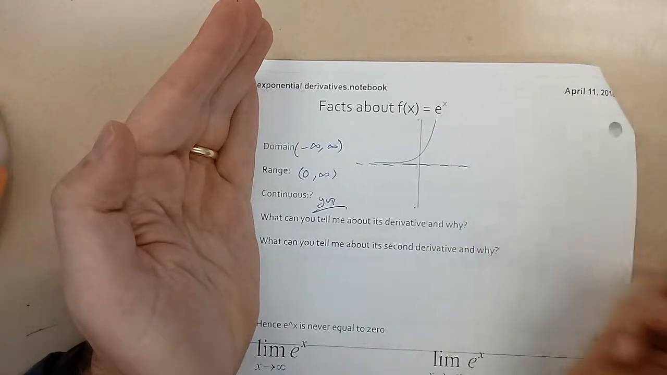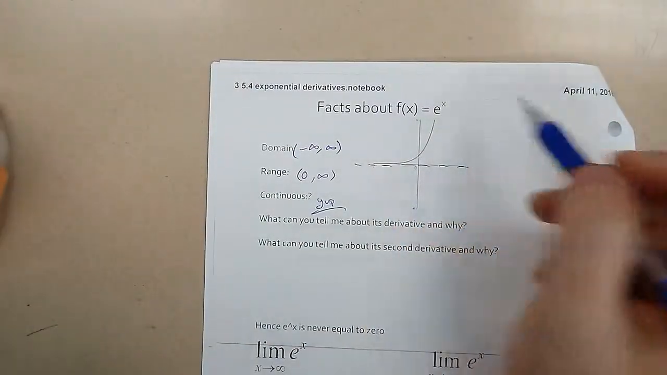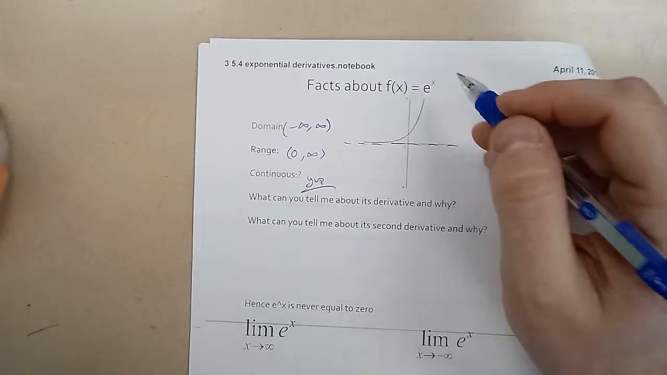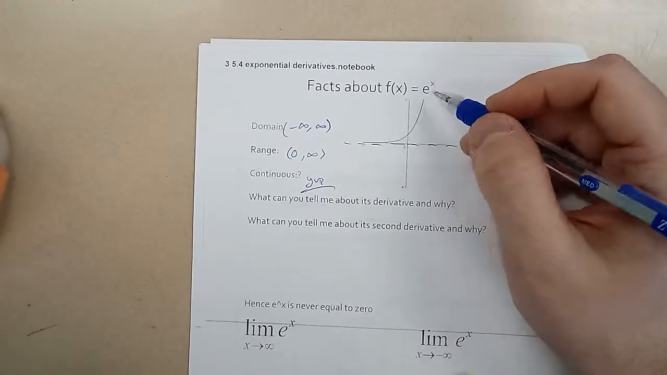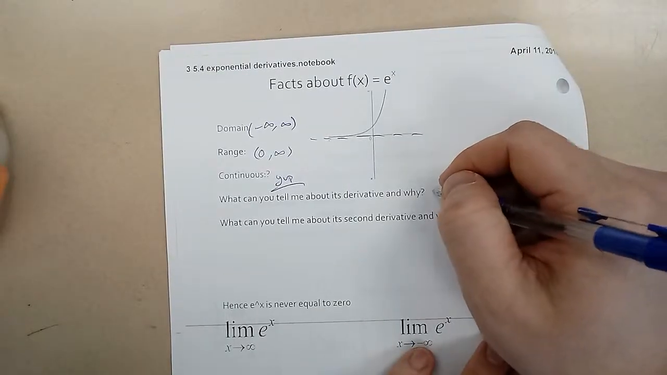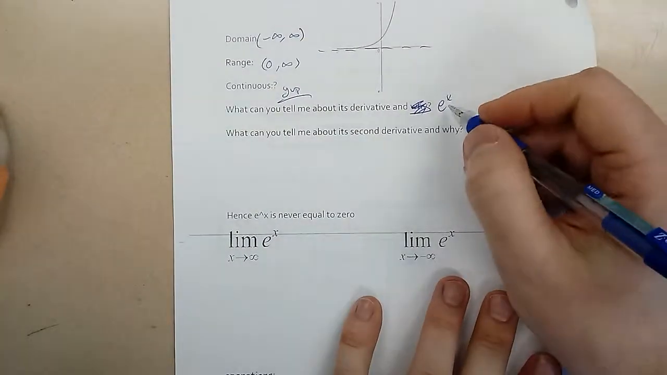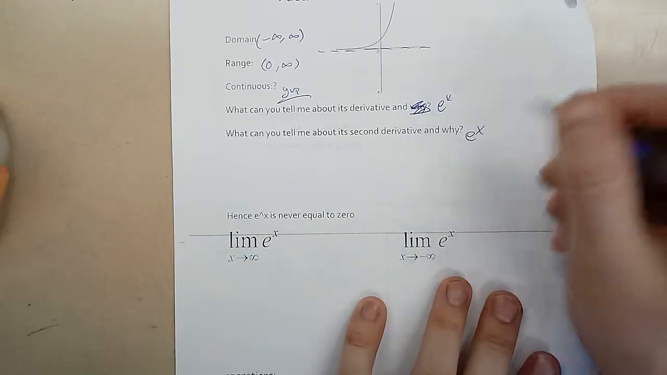It is certainly continuous. There are no breaks. There are no issues anywhere on the real number line. And its derivative, e to the x, has a very strange situation where its derivative is itself. Why? Oop, I crossed that out. All right, didn't want to take time to talk about that. And then its second derivative, well, if its first derivative is itself, then its second derivative is also itself.